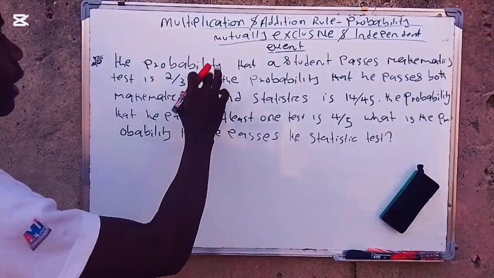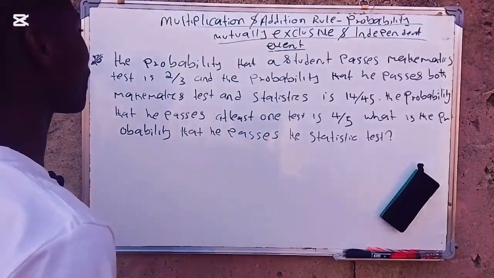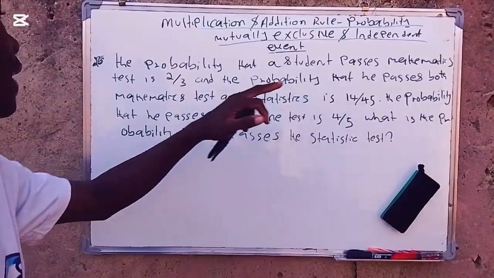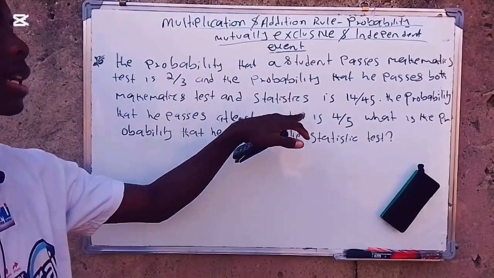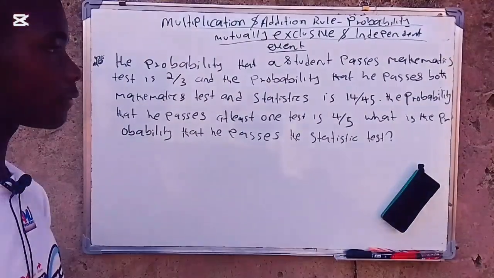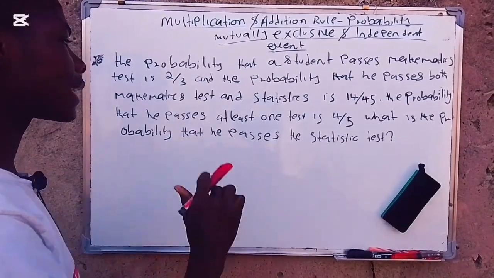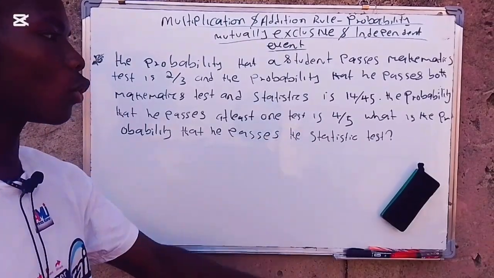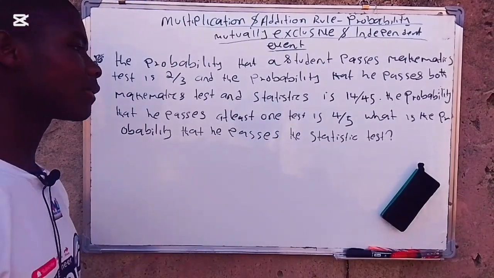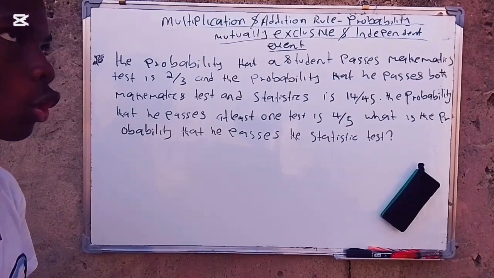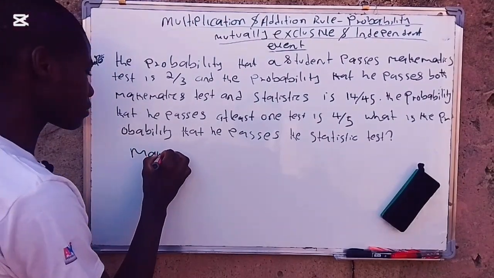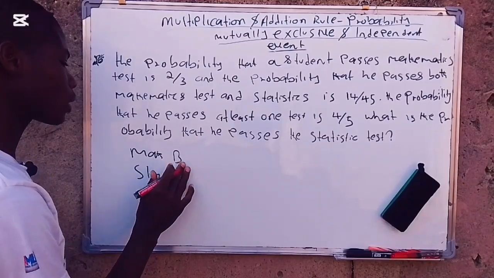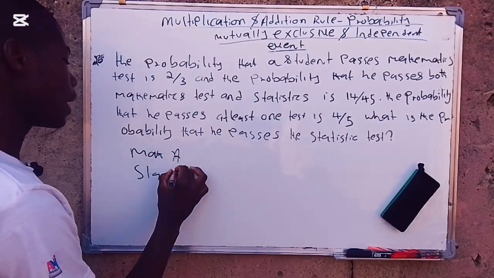The probability that a student passes a mathematics test is 2/3, and the probability that he passes both mathematics and statistics is 14/45. The probability that he passes at least one test, which means A union B, is 4/5. What is the probability that he passes the statistics test? So let's say mathematics as A and this as B.